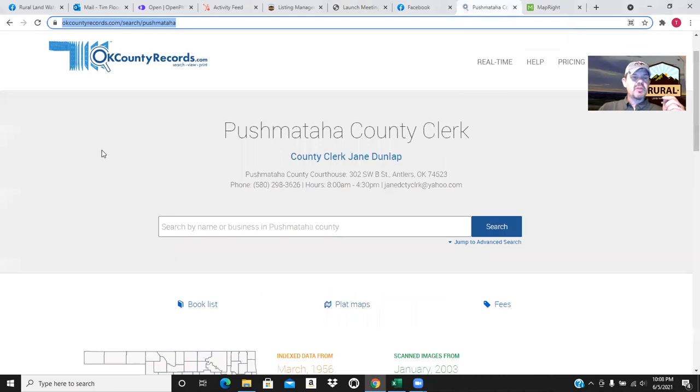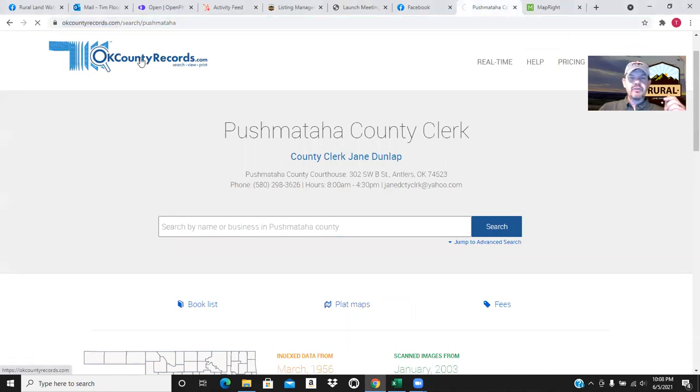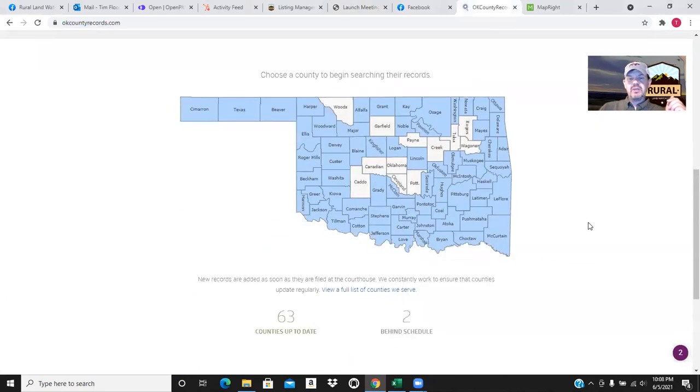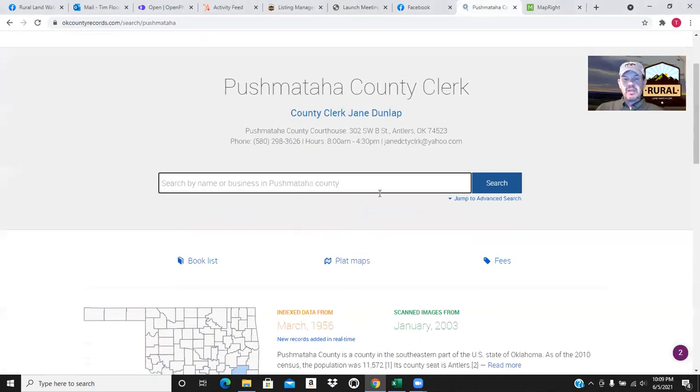The first is a website called okcountyrecords.com. Here's the homepage of it. Well, here's their map. So every county in blue, they have the court records going back as far as are available, scanned in. So let's just pick one here, Pushmataha County. And let me just show you.